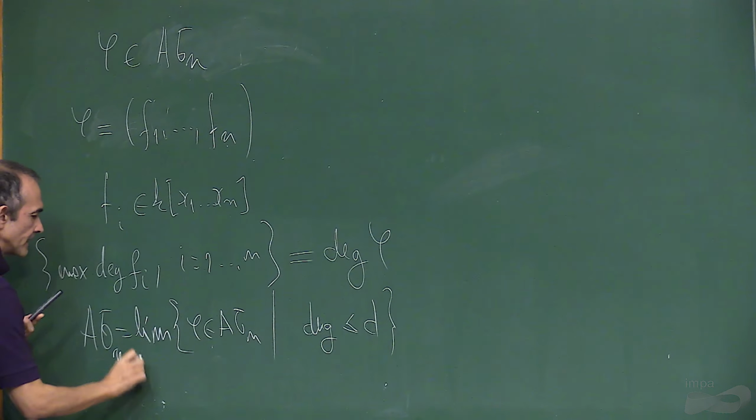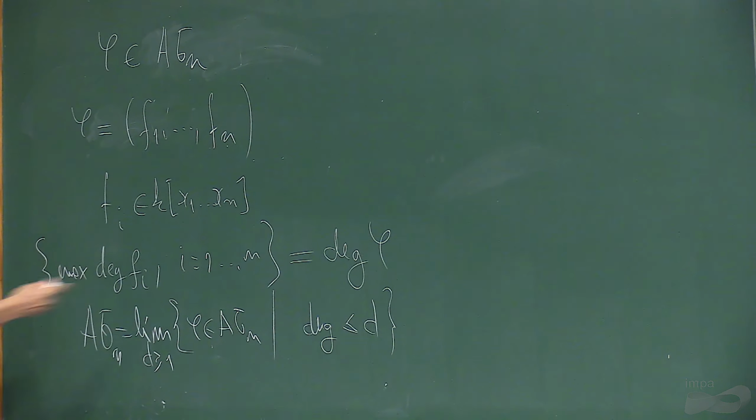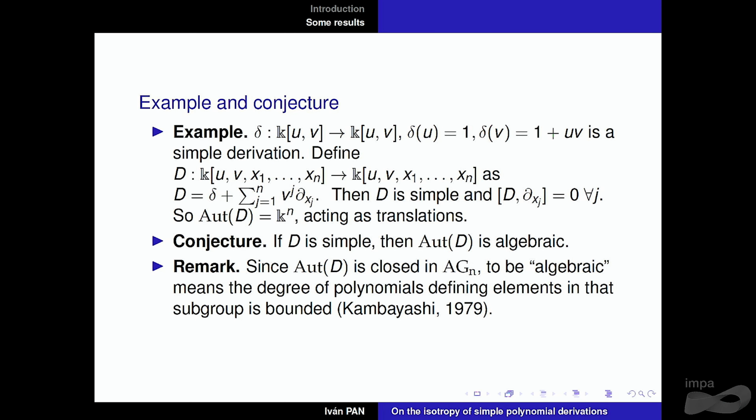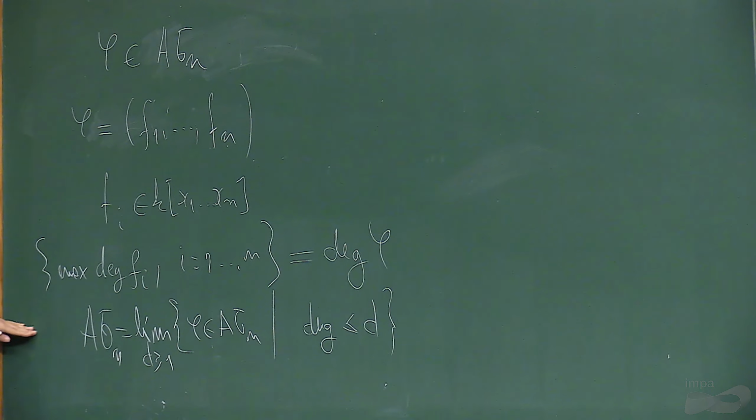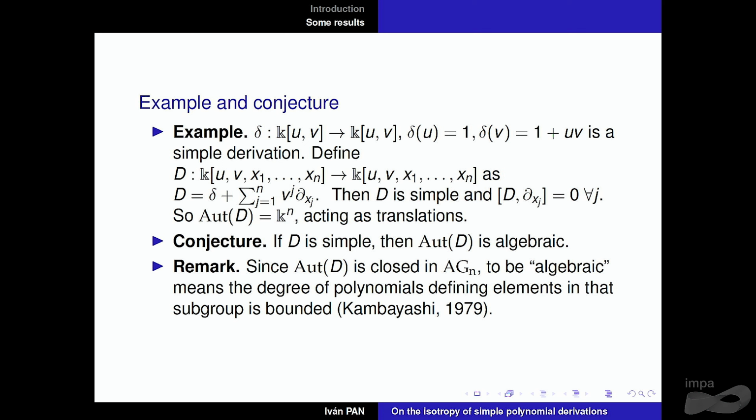and in fact, this is the limit of these varieties. And Kambayashi's result says that a subgroup within this group is algebraic when it is closed and the degree is bounded. By the isotropy, it's clearly closed because it is defined by the commutation with the derivation. And then it's closed, and the only thing one needs to verify is the boundedness. Okay.